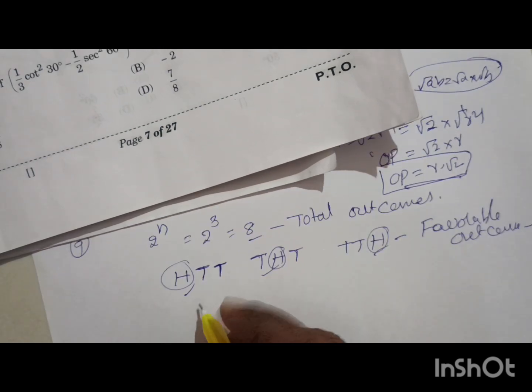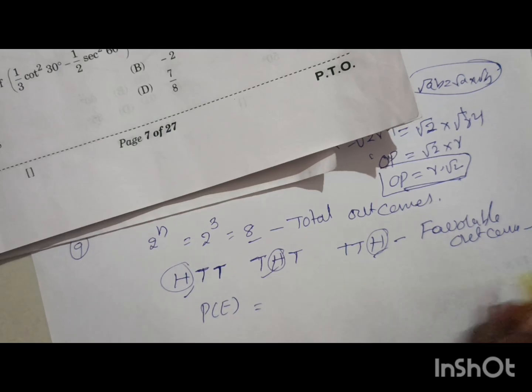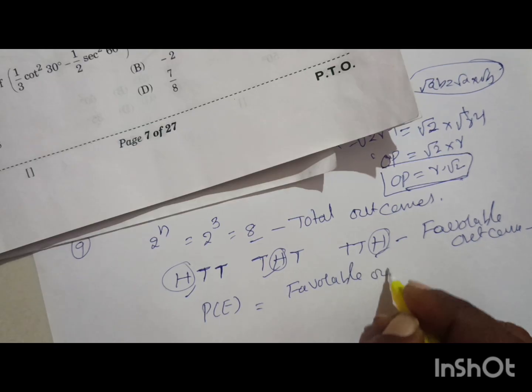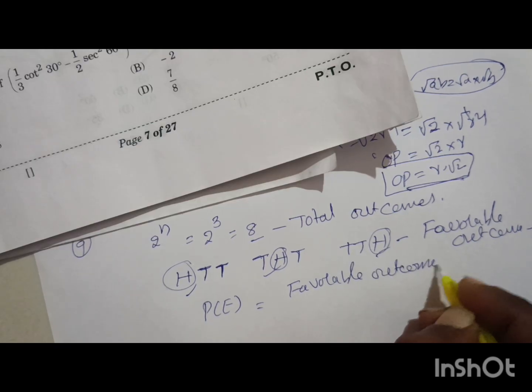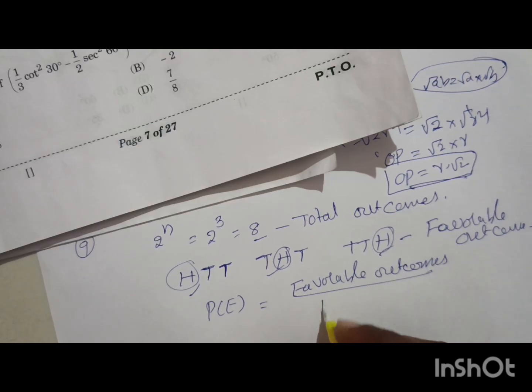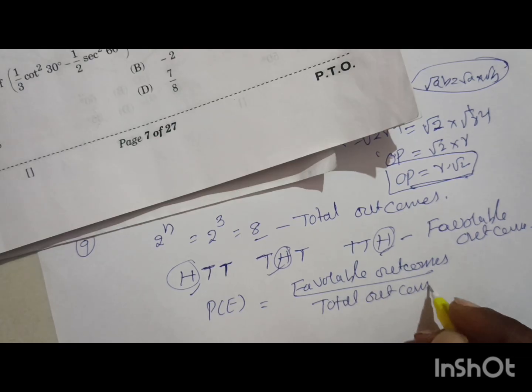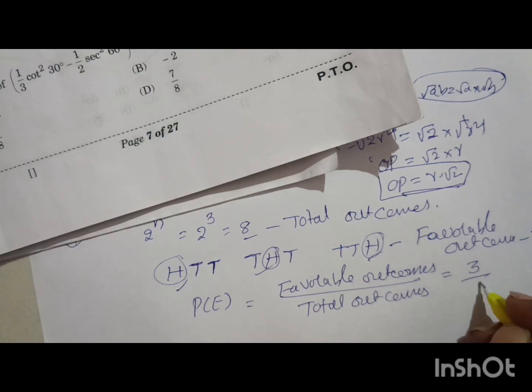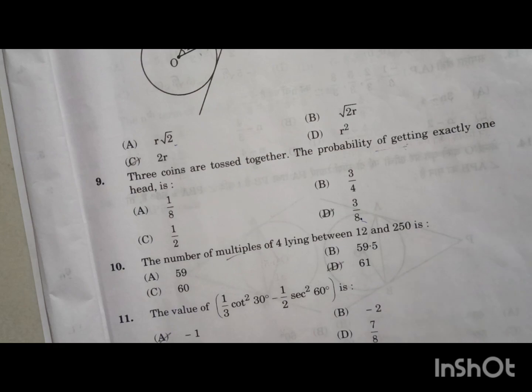We know the probability of the event equals favorable outcomes divided by total possible outcomes. Here the favorable outcomes are 3, total outcomes 8. Therefore 3 by 8 is the correct option.